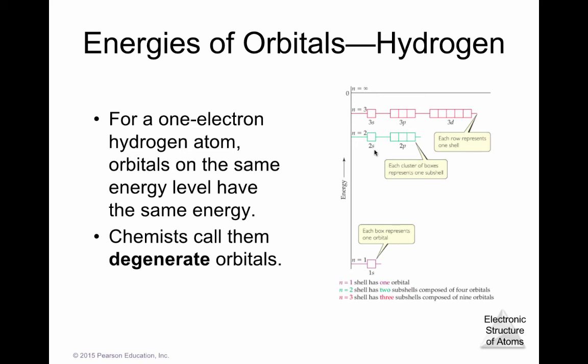So for example, the 2s and the 2p would be at the same spot in terms of energy. The 3s, 3p, and 3d would be in the same energy level. Those would be called degenerate orbitals.